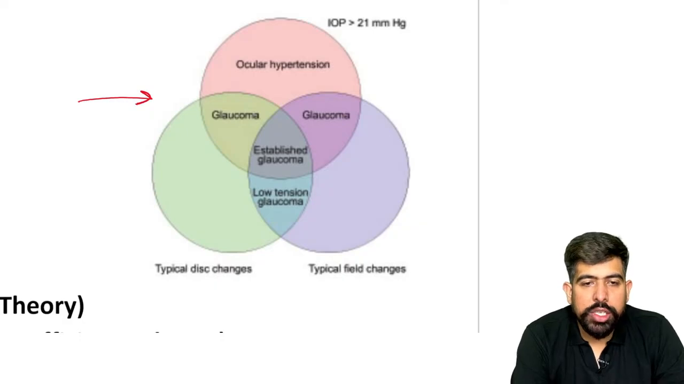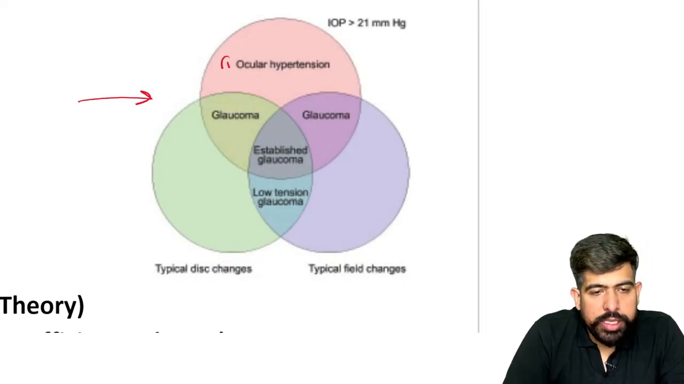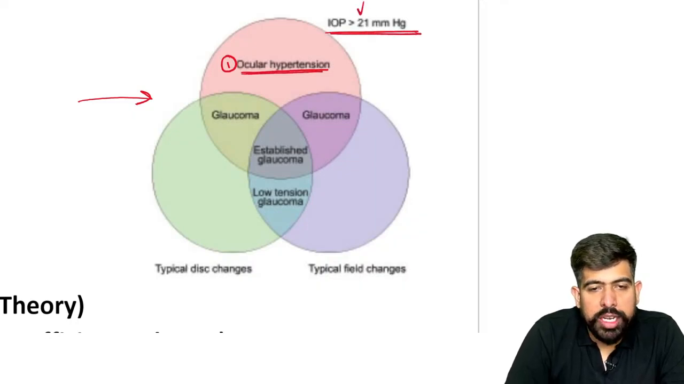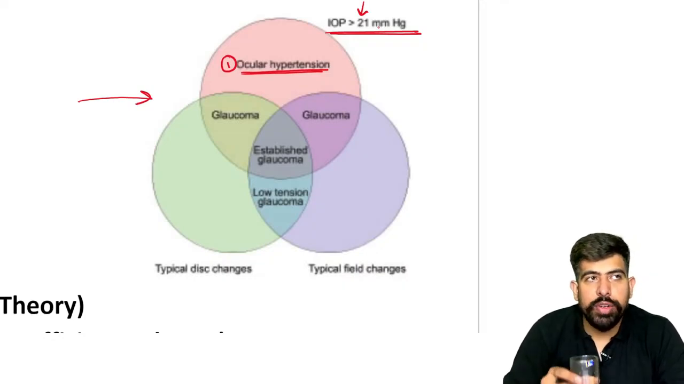You can see over here it is clearly mentioned. The first symptom is ocular hypertension. It means there is raised intraocular pressure, more than 21 mmHg. As we talked about, 10 to 21 mmHg is the normal intraocular pressure.